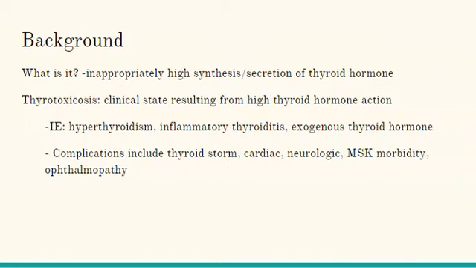It can happen when you are in a state of hyperthyroidism, inflammatory thyroiditis from infection, or if you are popping a bunch of Synthroid. What can happen with thyrotoxicosis? You can suffer from complications including thyroid storm, which we'll talk about in a second here. And you can also suffer from cardiac, neurologic, and musculoskeletal symptoms, causing morbidity or even mortality. And you could possibly have bulging eyes if you are suffering from Graves' disease.